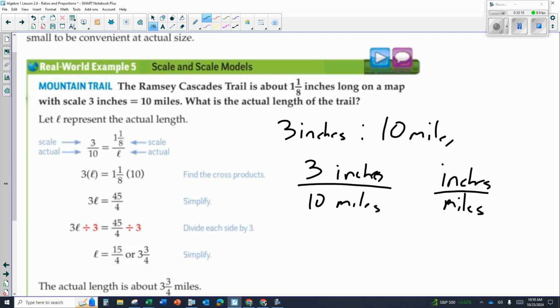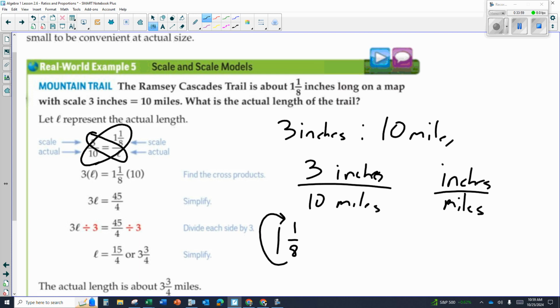And that's pretty much what's set up here. So we have 3 to 10 is equal to, there's our 3 inches for the 10 miles, is equal to the actual scale, 1 1/8 inches over the length itself. So we're using cross products. 3 times L gives you your 3 times L there, and 10 times 1 1/8. Now, the 1 1/8 times 10, that's a little interesting. The calculator just gives you the answer. It doesn't really show you how you get that answer. This is going to involve going from a mixed number to an improper fraction.